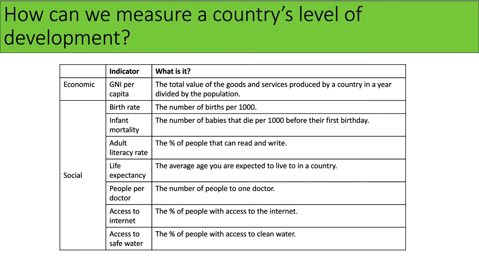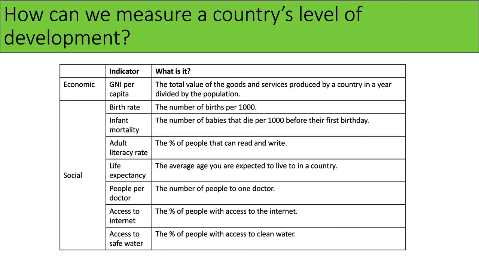Life expectancy is the average age you're expected to live in a country. A higher life expectancy suggests that there is a better healthcare system and therefore a country might be a HIC. People per doctor. If there are a lot of people for every doctor, that suggests that the healthcare system is poor. Quality of life will therefore be poor, suggesting a low level of development.